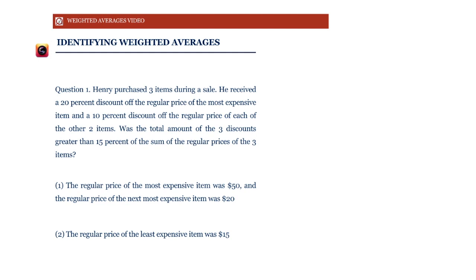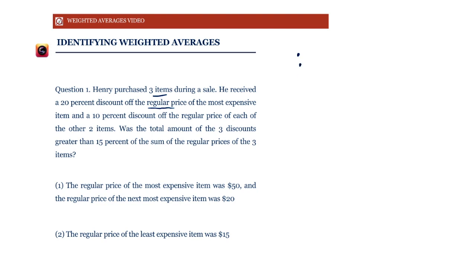Okay. So, Henry purchased three items during a sale. He received a 20% discount of the regular price of the most expensive item. Well, that makes sense, right? When we say 20% discount of the regular price, on what price is the discount given? The discount is given on the regular sale price, the one that you see on the tag, or we also call it the marked price, right? So, we are offered a 20% discount of the regular price of the most expensive item.